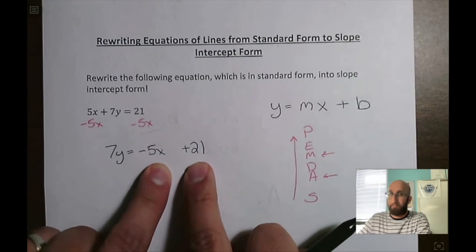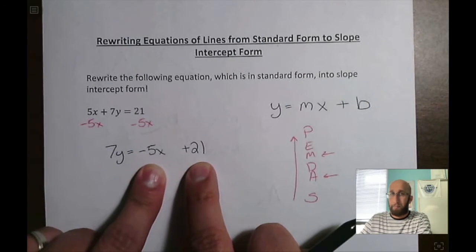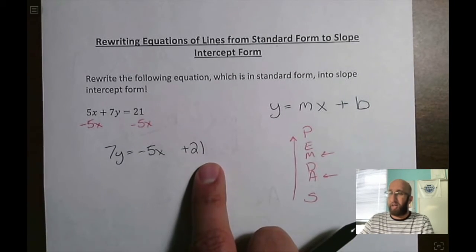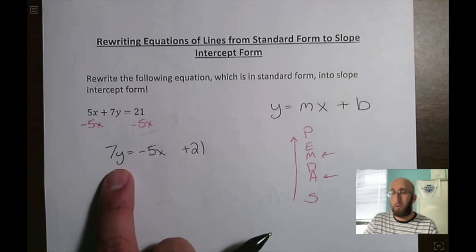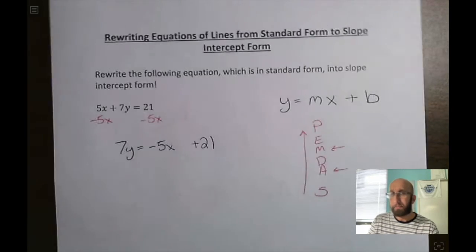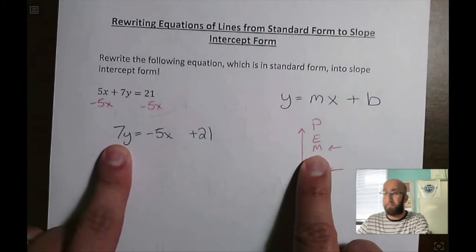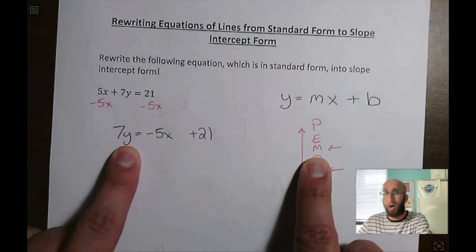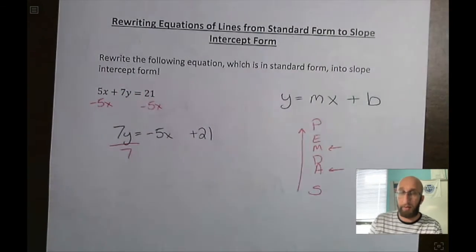Notice I did not try to do 21 minus 5 or any sort of combining here, because one has an x and one doesn't. They are not like terms. So I moved the addition piece to the other side, and we're on our way to isolating that y. The next thing I need to do is get rid of this 7. That 7 is being multiplied there, it's 7 times y. To get rid of multiplication, we use division. I'm going to divide by 7.